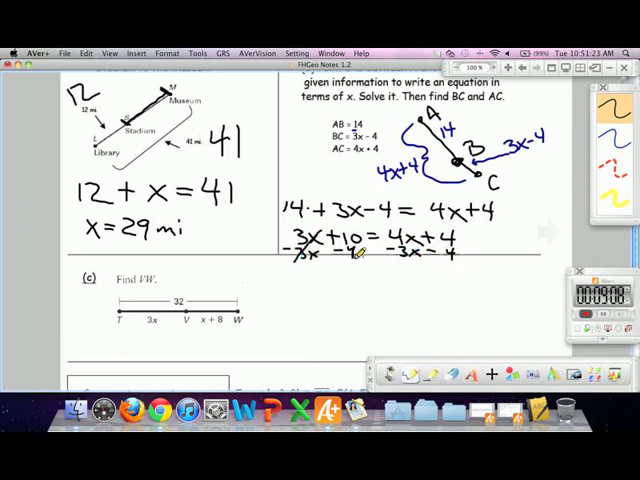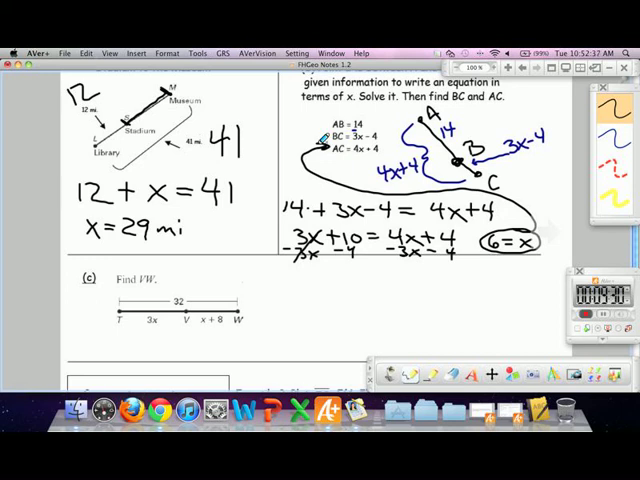So now that you know x is 6, now we can plug it back in, and you should get the length of BC is 14, and AC is 28. So B was in the middle. In this case, B was exactly in the middle.